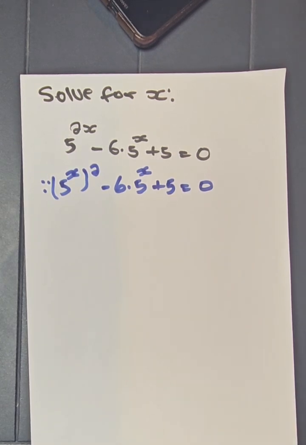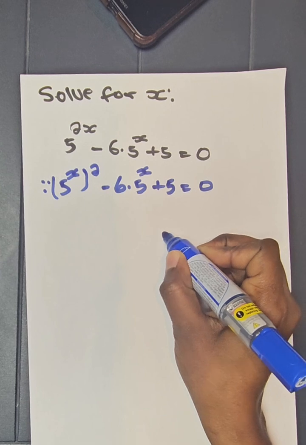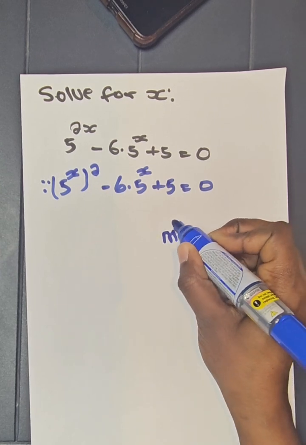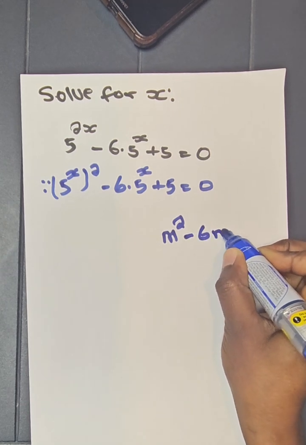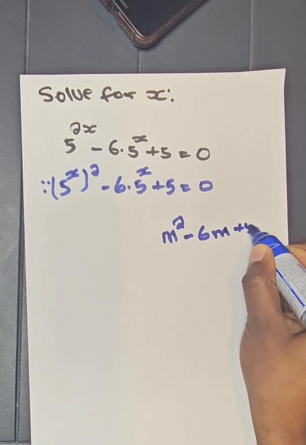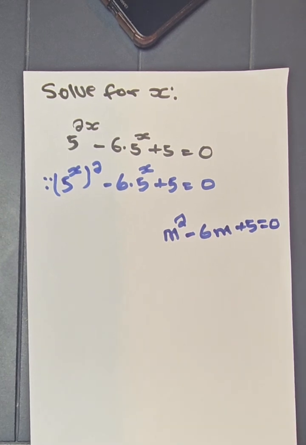So in order to solve it for x, I will rewrite this in terms of m to make it much easier. So I will therefore say this equals m squared minus 6m plus 5 equals 0. Then I will factorize and solve it for m. Then I will come back to solve my exponential equation. So now we have m squared minus 6m plus 5.